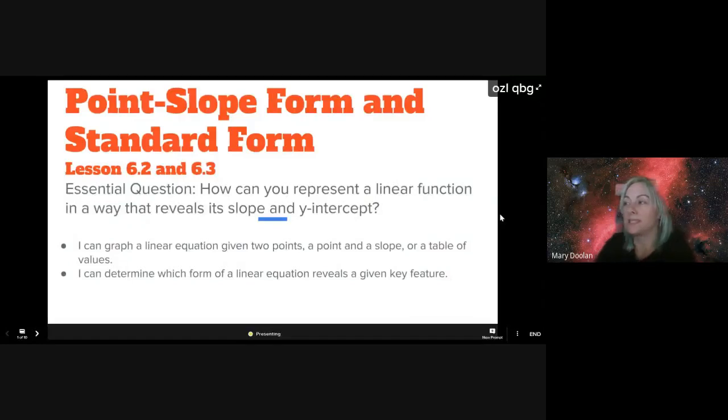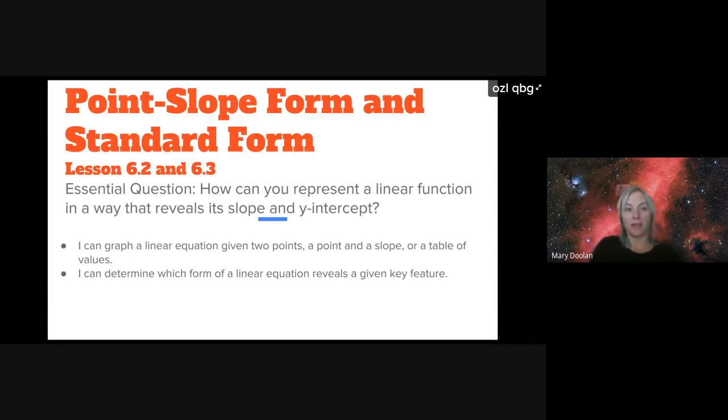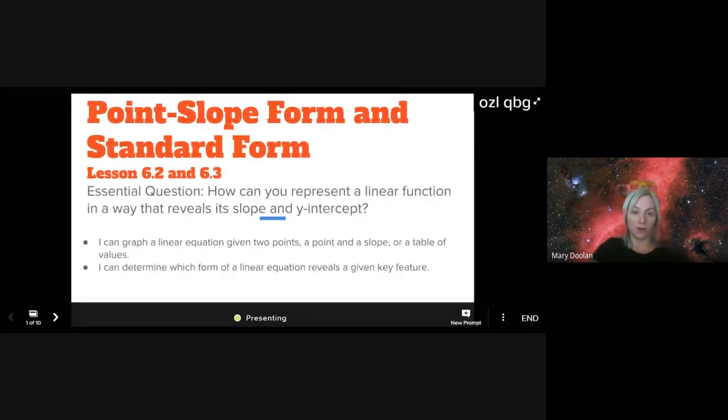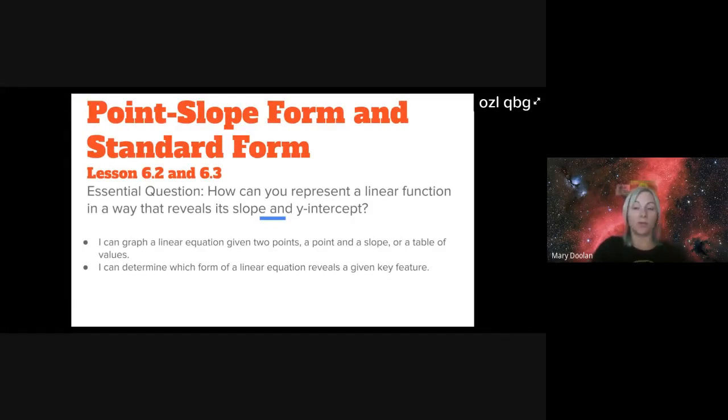Here's our topic today, point slope form and standard form. Last week we were learning about slope intercept form. That's one of the main forms of a linear equation, but there's also point slope form and standard form. So today's lesson is going to cover 6.2 and 6.3. And we're going to cover all three different ways of writing a linear equation.